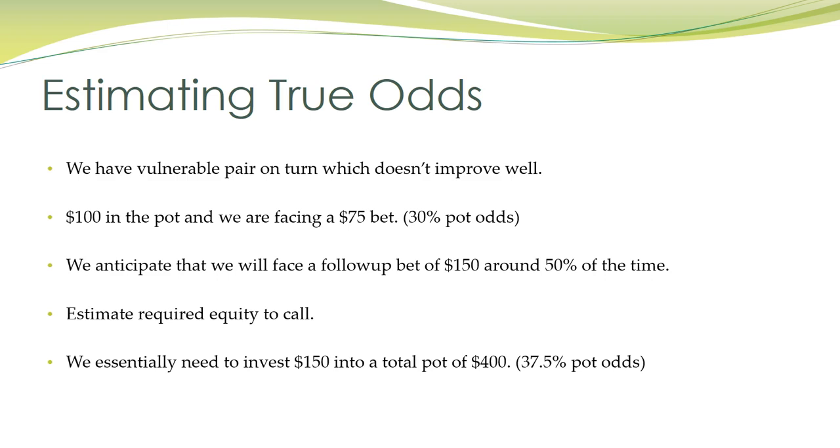So this is not our direct pot odds. Our direct pot odds is 30%, but this is our effective pot odds. This is the actual effective price that we're getting on our call here, because we know we're going to be facing that river bet some percentage of the time. So if we have 37.5% equity, we're good to go. But if we just have 35% equity, yes, we're beating our required pot odds, but we're going to be making losses in the long run.